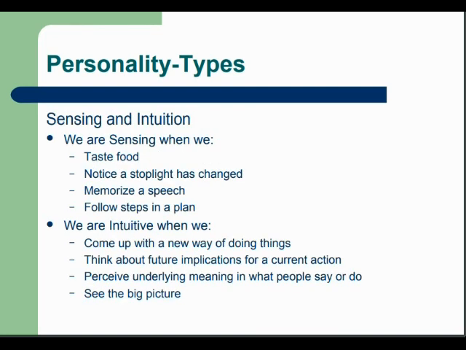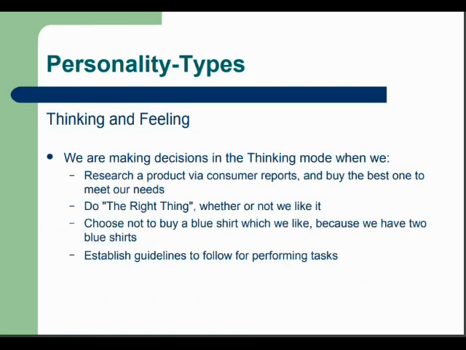Personality types. Sensing and intuition. We are sensing when we taste food, notice a stoplight has changed, memorize a speech, follow steps in a plan. We are intuitive when we come up with a new way of doing things, think about future implications for a current action, perceive underlying meaning in what people say or do, see the big picture.